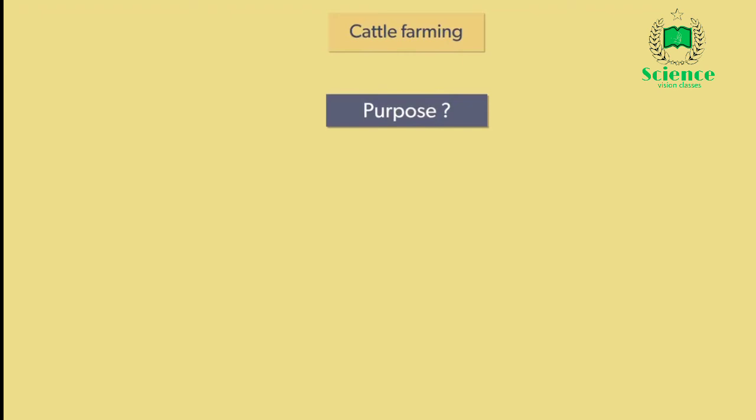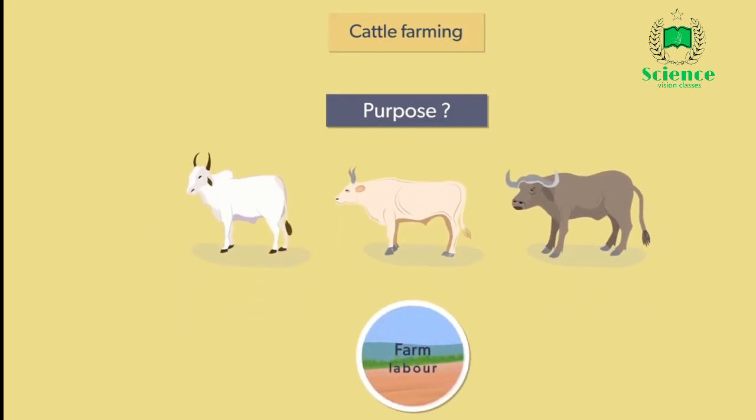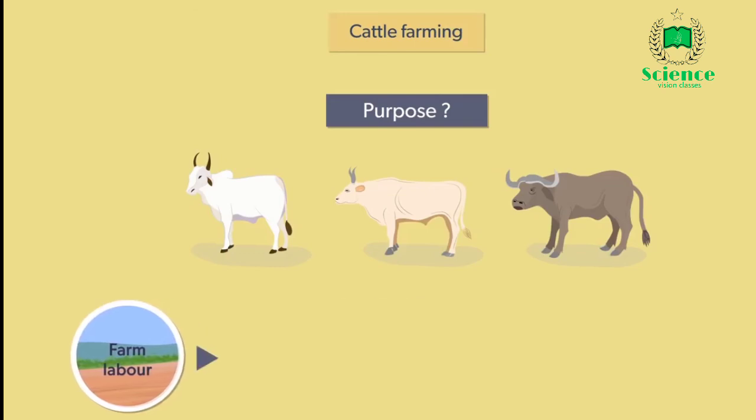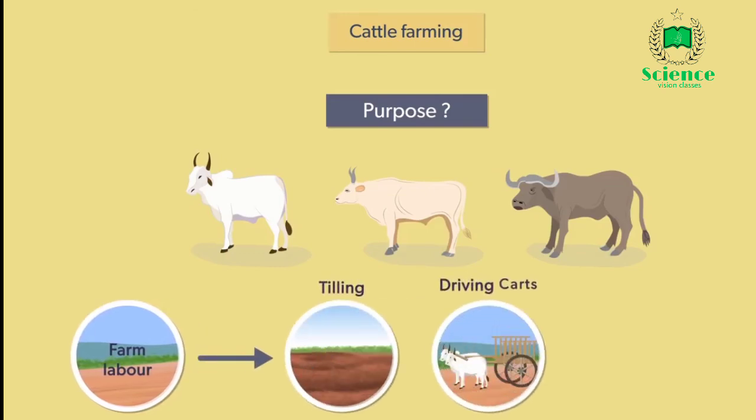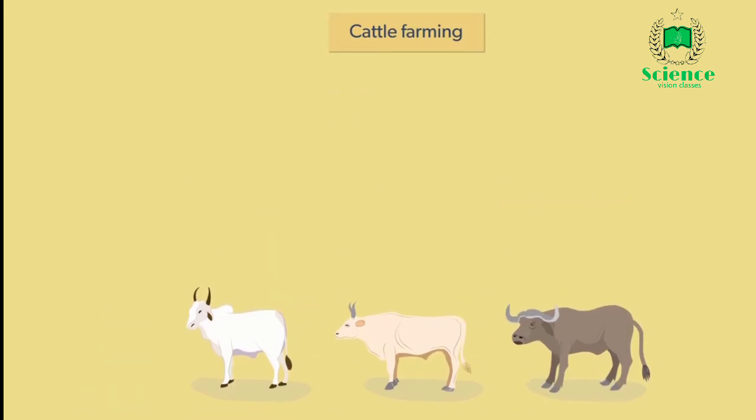Cattle, as we know, are used as draft animals. Bullocks, oxen and bulls are used for farm labor. What work do cattle do on the farms? They are used for tilling, for driving carts and for irrigation as well. There are two species of cattle that are most commonly used. Do you know what their scientific names are?